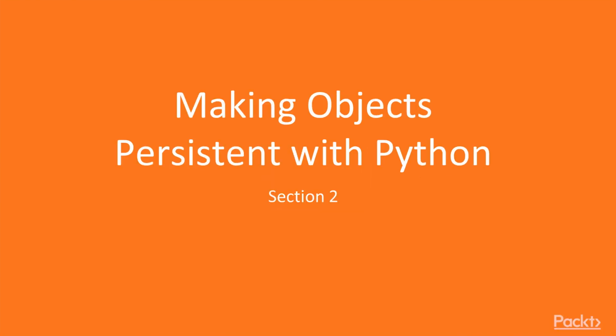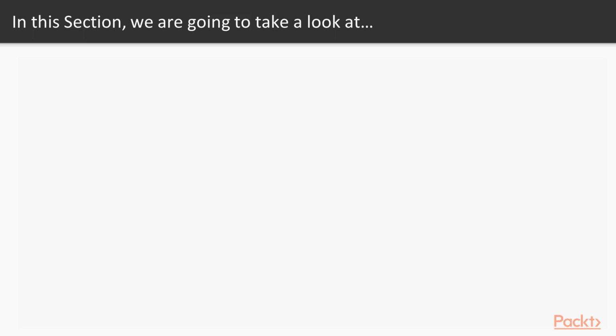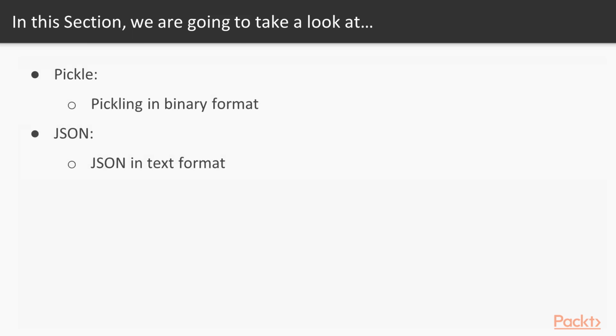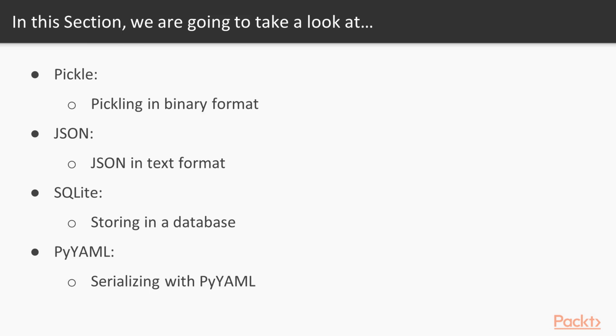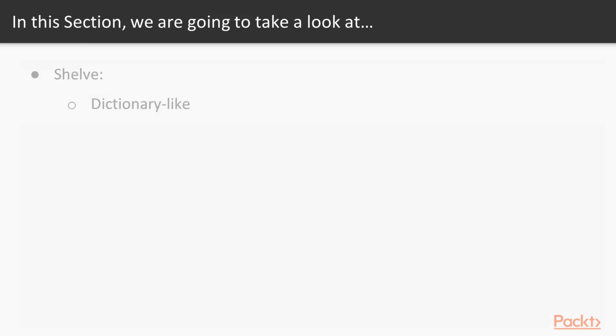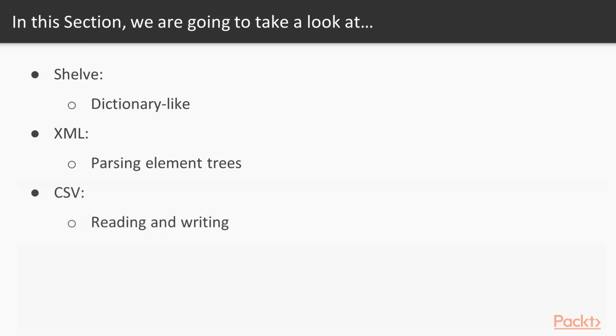Hello, and welcome to section 2, in which we will be making objects persistent with Python. First we will be looking into Python's Pickle module, then we'll be using JSON, after that we'll be storing data in a SQLite database, then we'll serialize using PyYAML, then we'll be using Shelve, after that we'll be parsing XML, we'll be reading and writing CSV files, and in the end we'll be reading and writing to Excel.